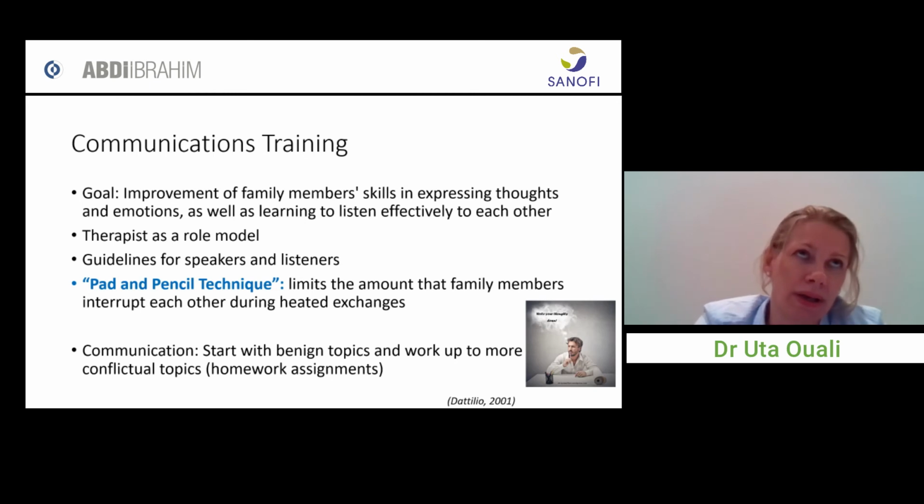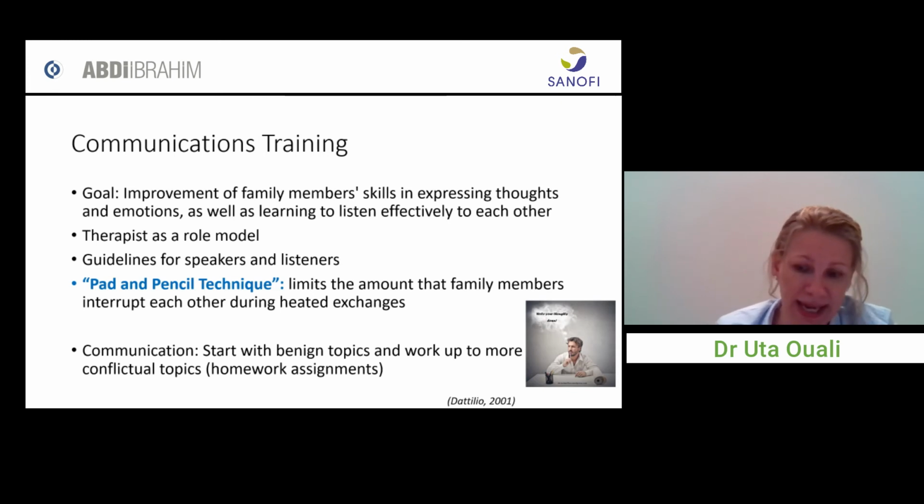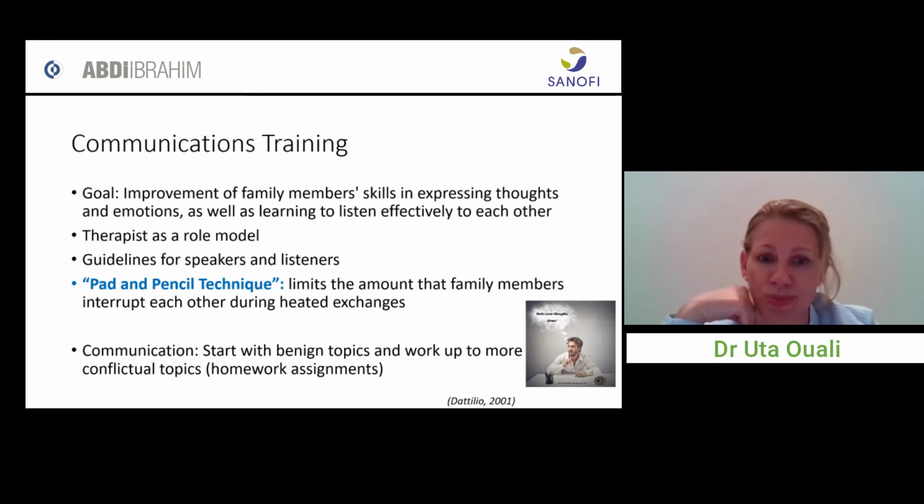So the family members that are listening to the family member that is speaking, if they feel the urge to interrupt, instead of interrupting verbally, are going to write down their thoughts and give the thoughts orally to the family member who spoke once he has finished talking. Now, concerning communication training, the therapist will always start with very benign topics and work up during the course of the therapy to more conflictual topics. This can also be a homework assignment.